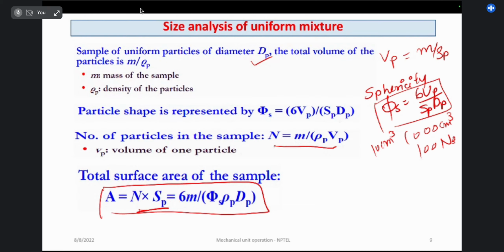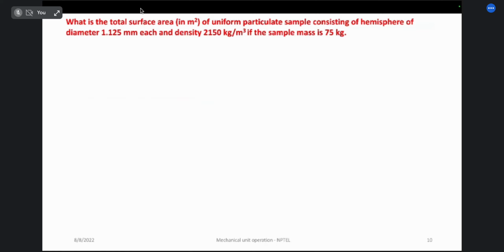Now, the diameters for this screen size analysis, particle size analysis, are based on various applications. So you need to understand which kind of diameter is followed, and we will discuss that in the later part of the talk. But now we will do one example on the basis of the discussion we just saw.